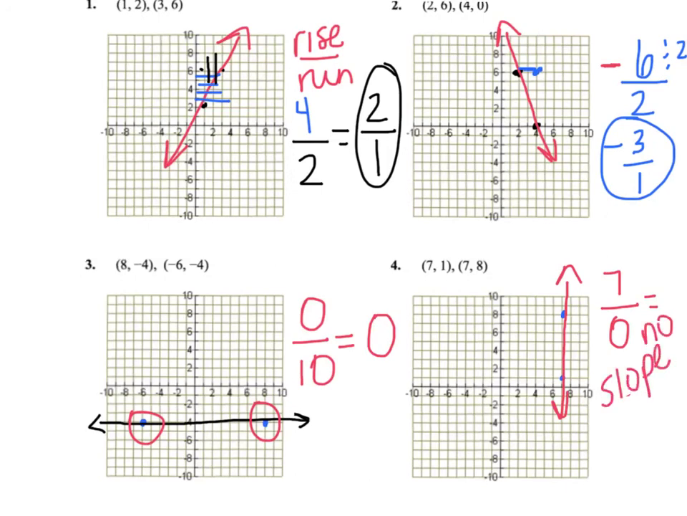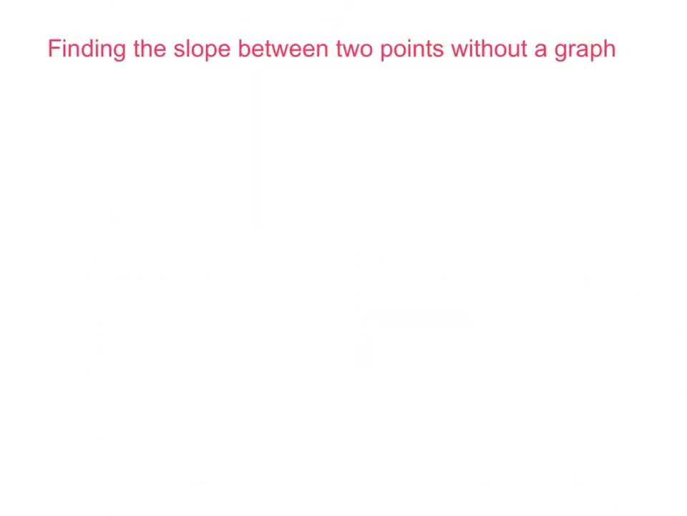So you're going to have no slope. Now we're going to talk about finding the slope between 2 points. So you're not given a graph, you're just given 2 points, and they want you to tell them what the slope is. So we're going to use a formula. And for that, we're going to just pick 2 points. So I'm going to use the points 1, 3, and 7, 6.